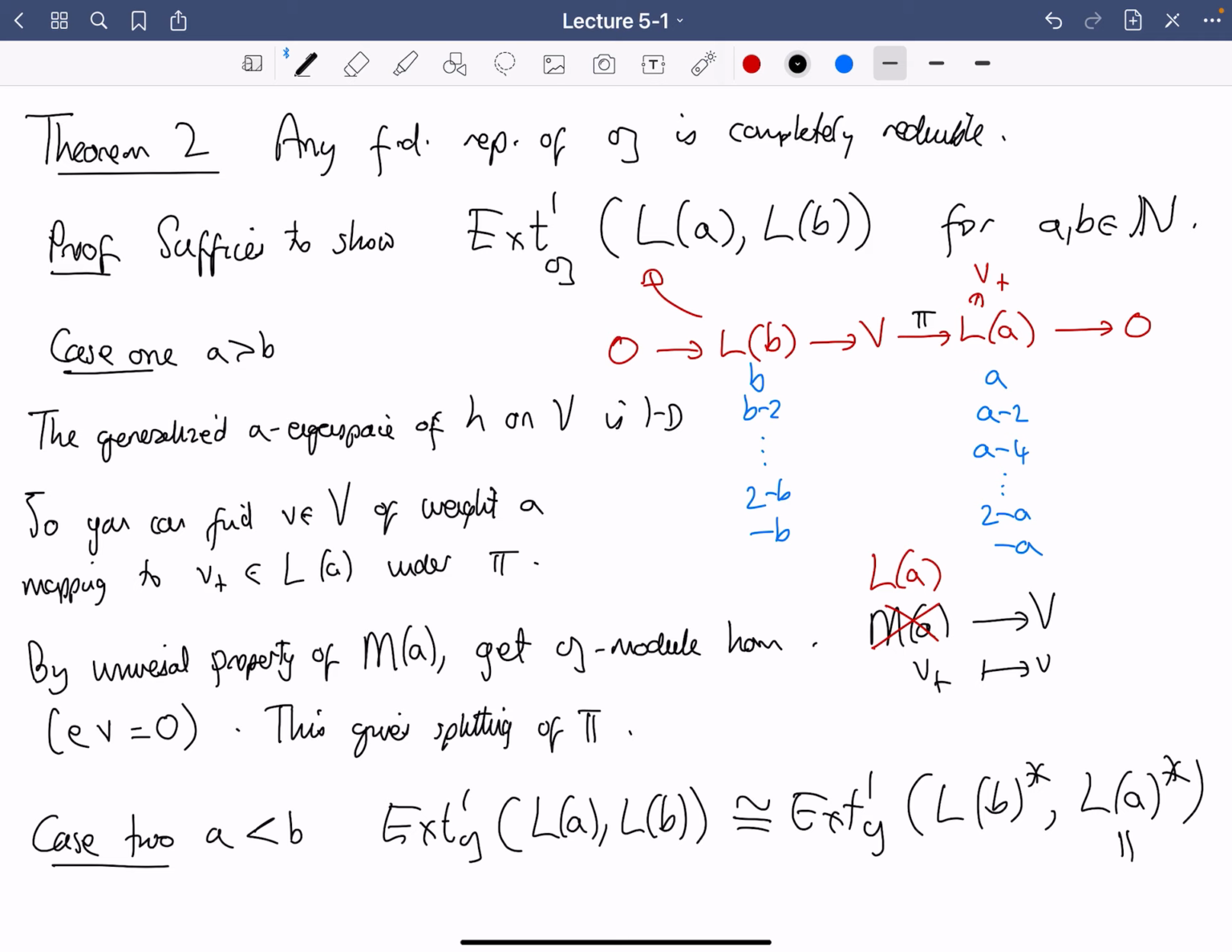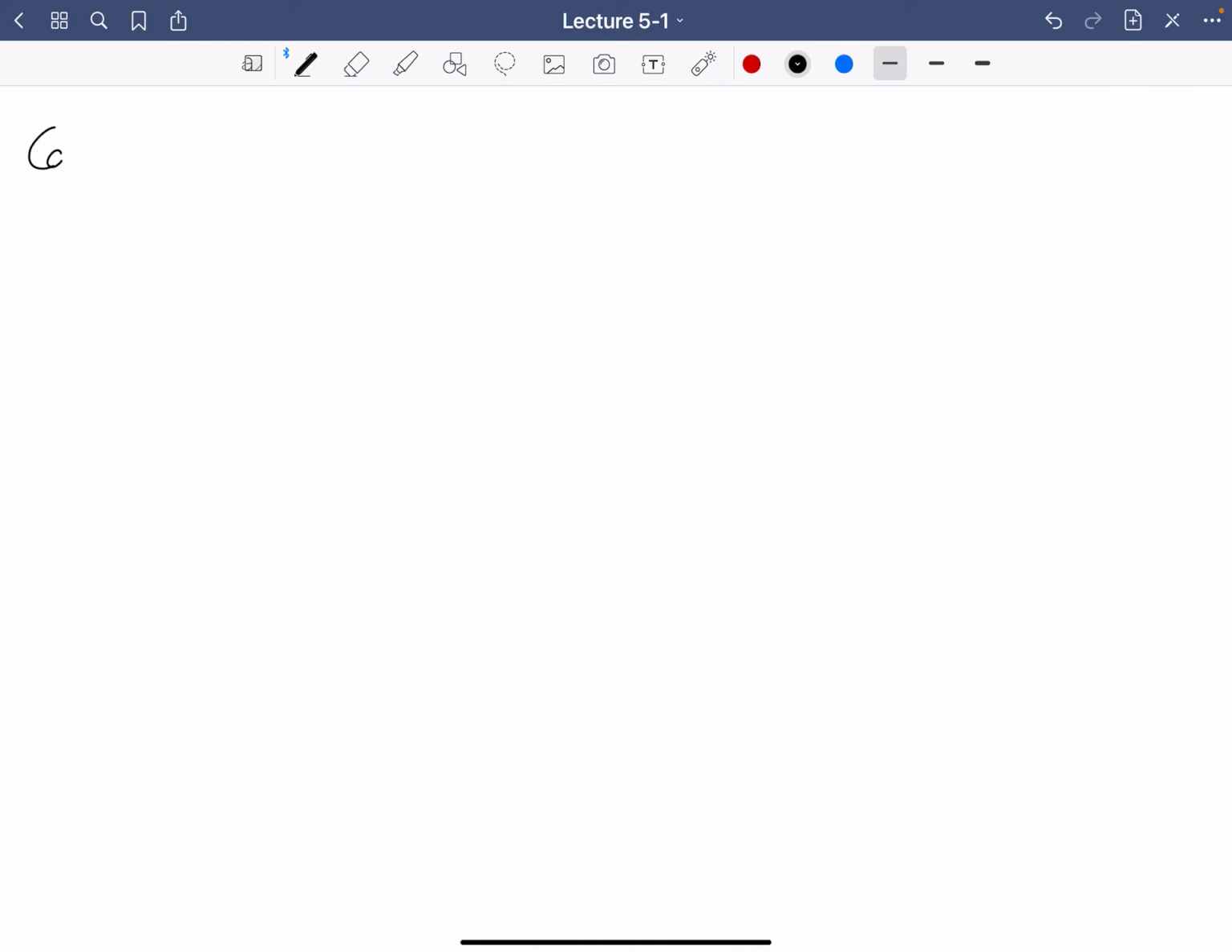And L of A star, being as it's an irreducible representation of dimension A plus 1, is just L of A again, and L of B star is just L of B again. And in case 1, we just showed that Ext1 of L of B, L of A is 0. So it follows that Ext1 of L of A, L of B is 0. So we're done. And that leaves the hardest case, when A equals B.